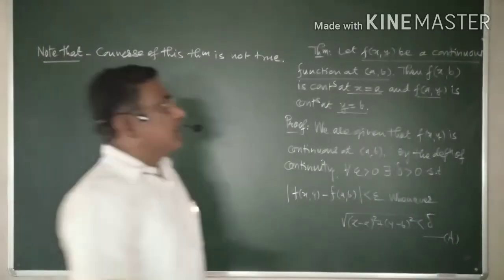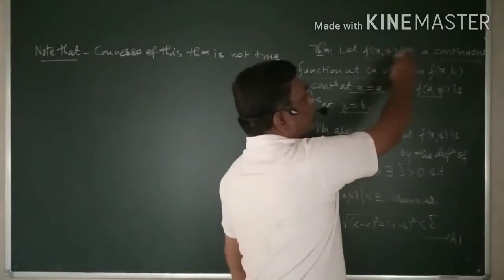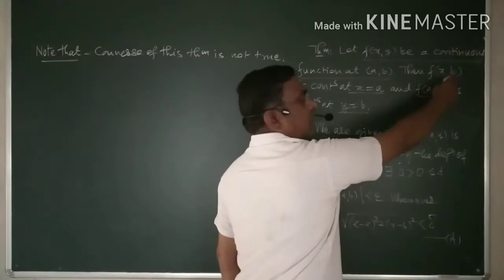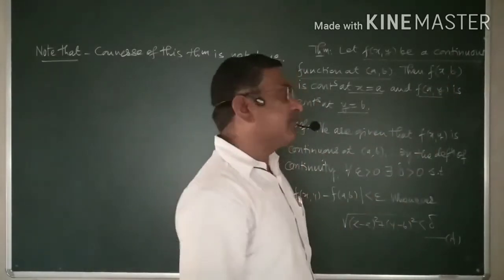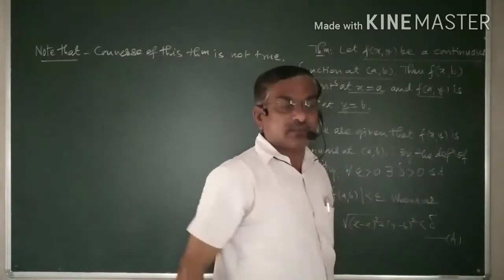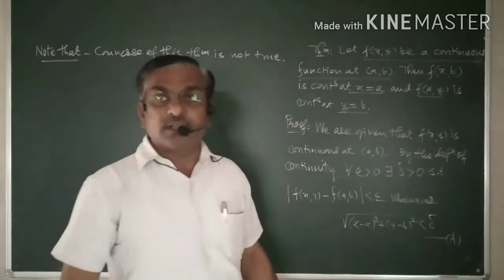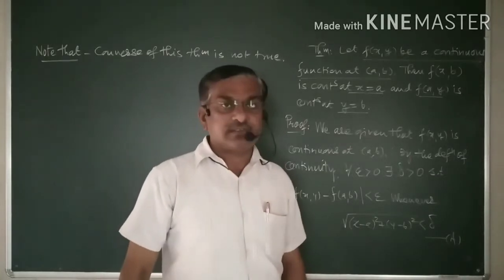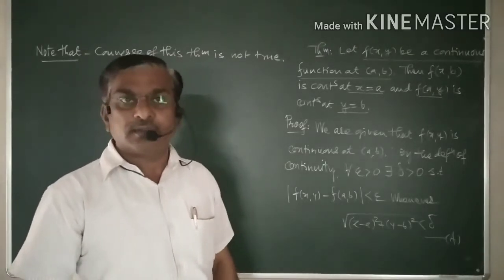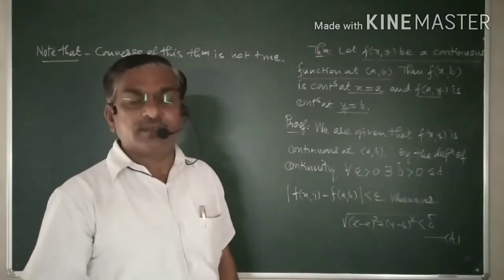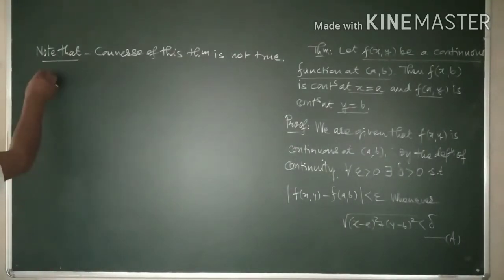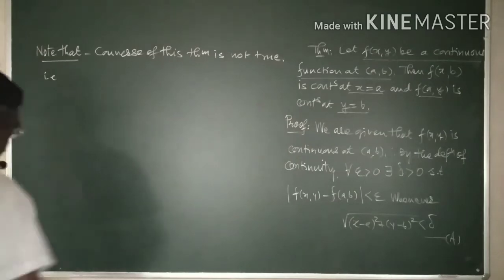What it says is that instead of the function of two variables being continuous, if I am considering the function of one variable to be continuous, can we say that the function of two variables is continuous at the same point? This is what we need to think about. In this case, it is not going to happen always. Sometimes it happens, but not all the time. Hence the converse of this theorem is not true.